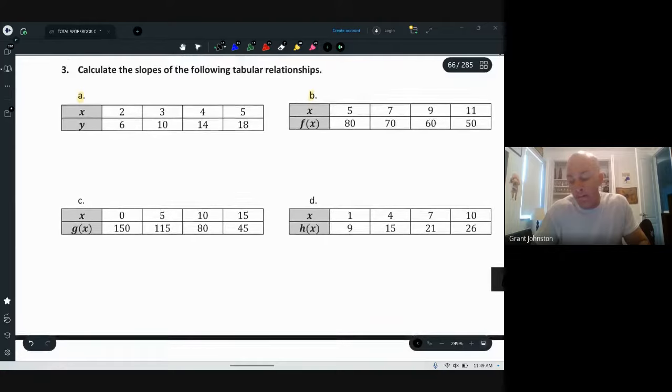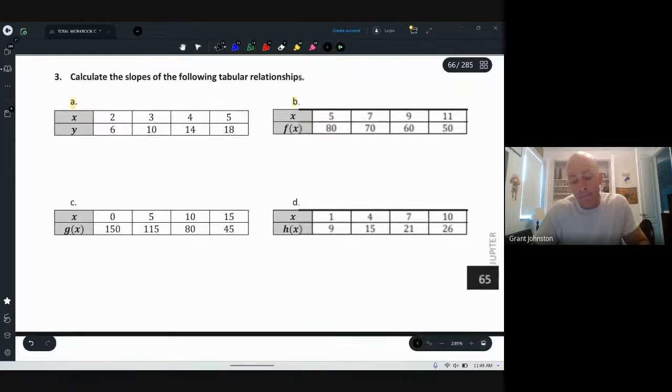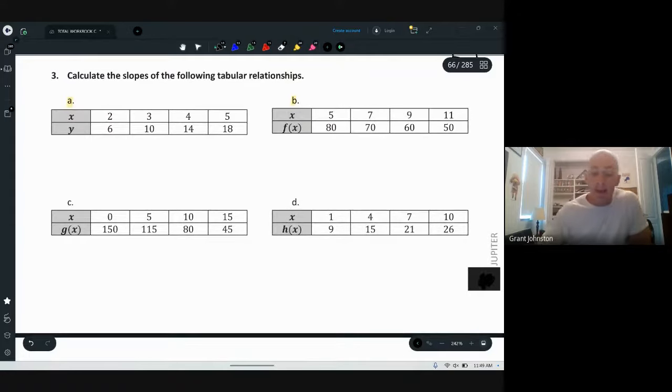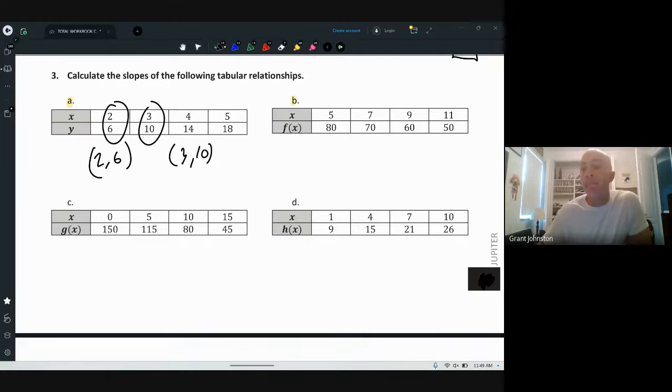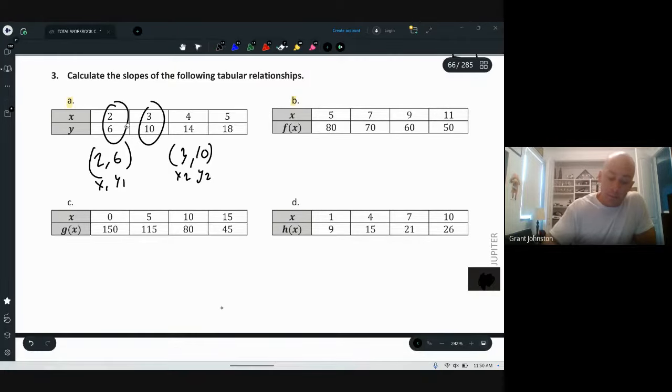Number 3. Again, we could pick a couple coordinates, call them x1, y1, x2, y2, and use the whole formula. Don't write this, but you could do that. That works. Or quicker would be to, again, just do rise divided by run.